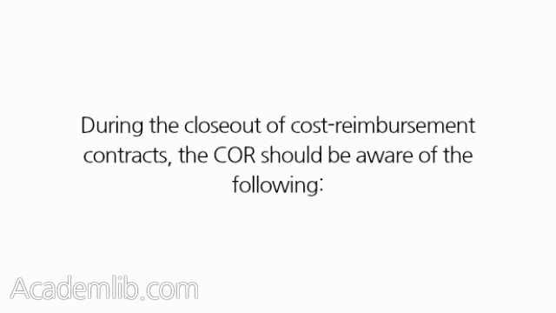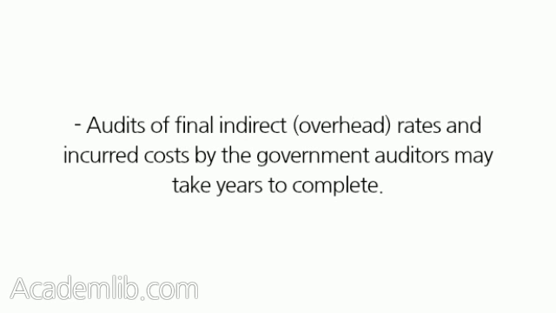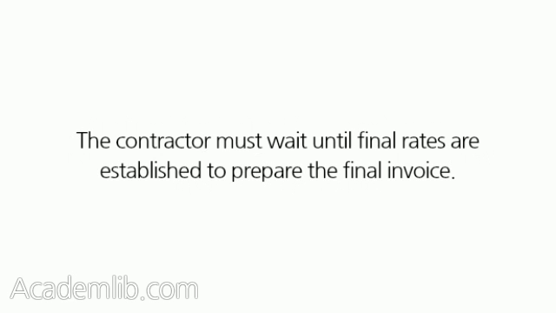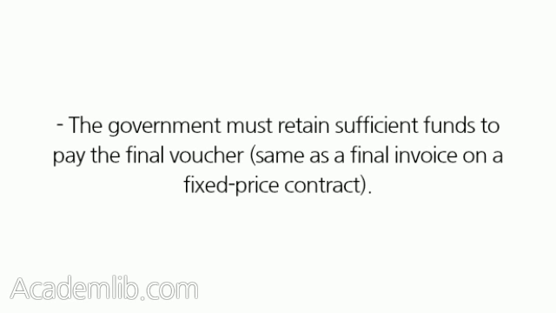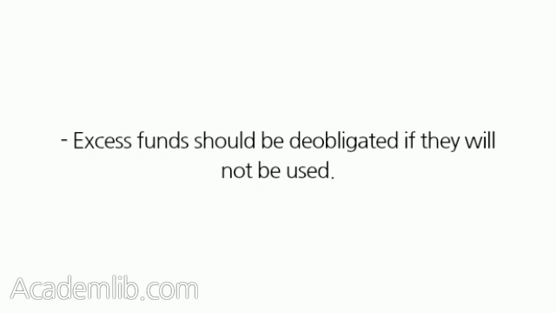During the closeout of cost reimbursement contracts, the COR should be aware of the following. Audits of final indirect, overhead, rates and incurred costs by the government auditors may take years to complete. The contractor must wait until final rates are established to prepare the final invoice. The government must retain sufficient funds to pay the final voucher, same as a final invoice on a fixed-price contract. Excess funds should be deobligated if they will not be used.